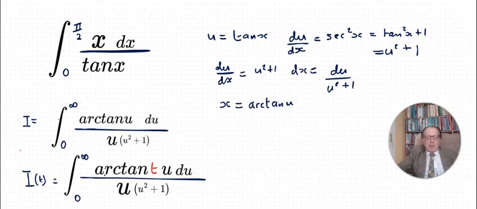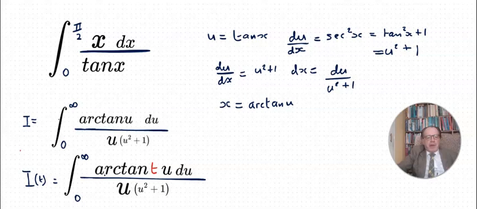doing some substitution. u equals tan x, du by dx equals sec squared x, which is tan squared x plus 1, which is u squared plus 1. So du by dx equals u squared plus 1, which means that dx equals du upon u squared plus 1. And of course x equals arctan u.